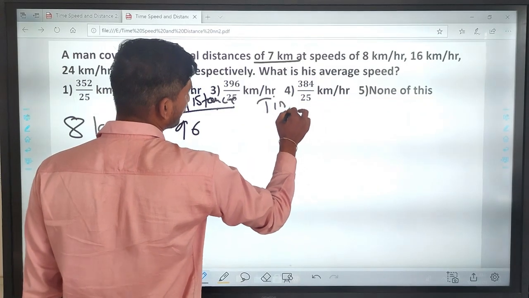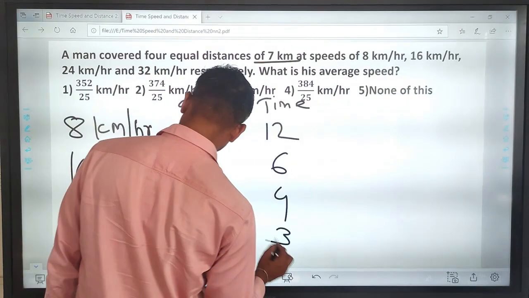Then the time required to cover this distance: 96 divided by 8 is 12, 96 by 16 is 6, 96 by 24 is 4, 96 by 32 is 3.